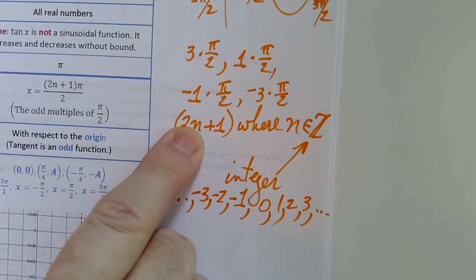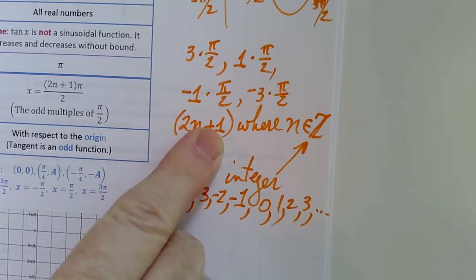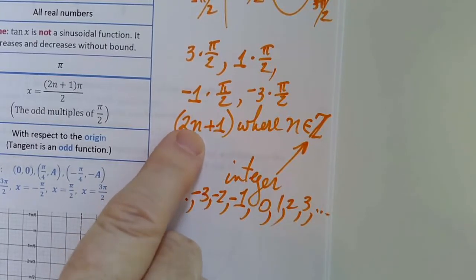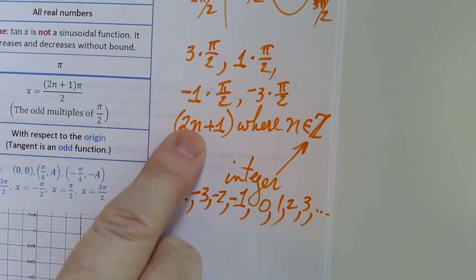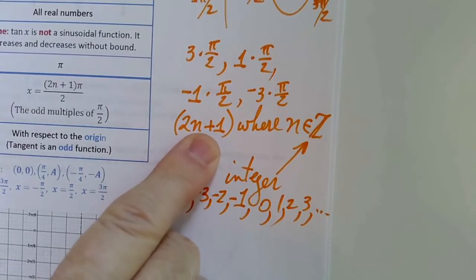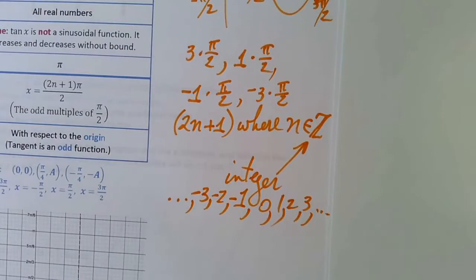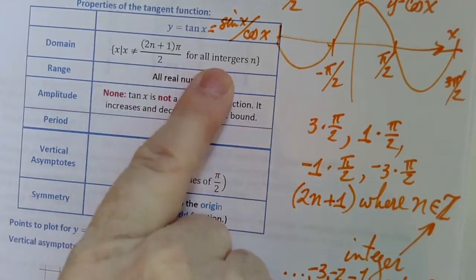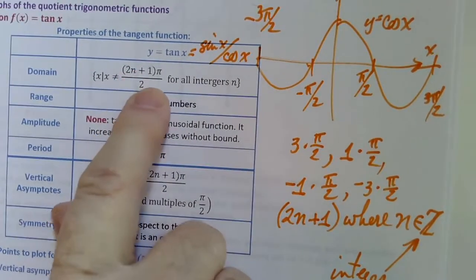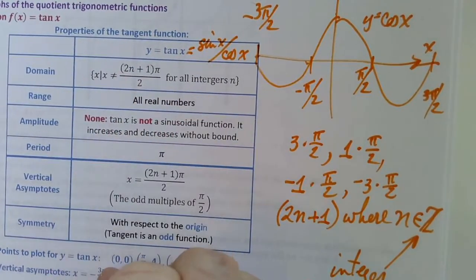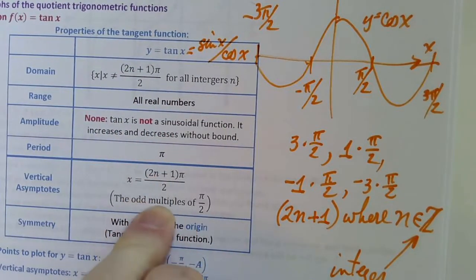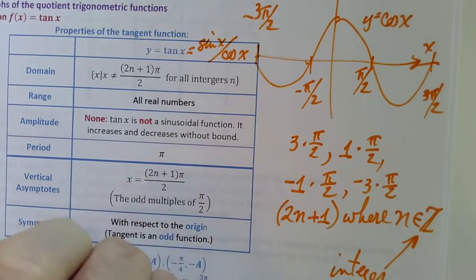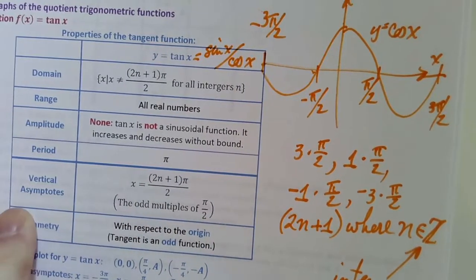What if we go negative? What if n is negative 1? Then this will be negative 2 plus 1 is negative 1. If n is negative 2, we'll have negative 4 plus 1 is negative 3. We'll get all of the odd numbers. So every odd multiple of pi over 2, the tangent is undefined.